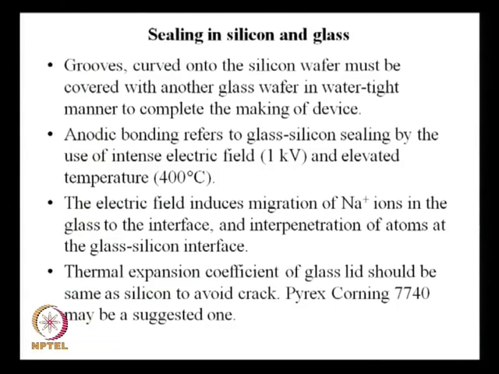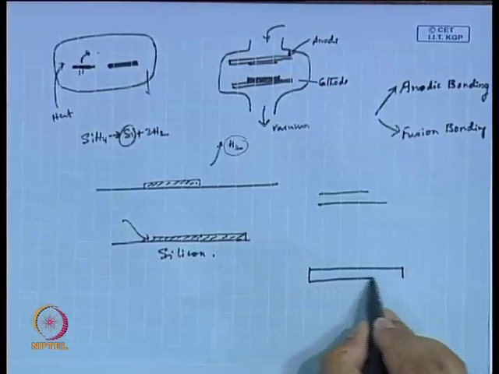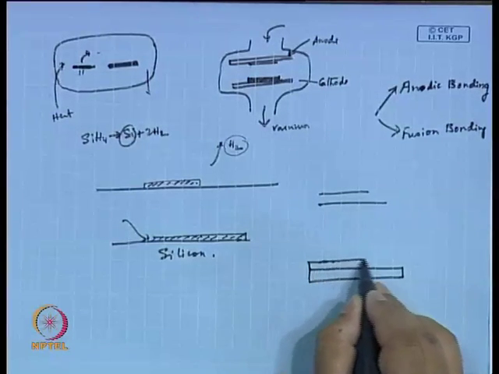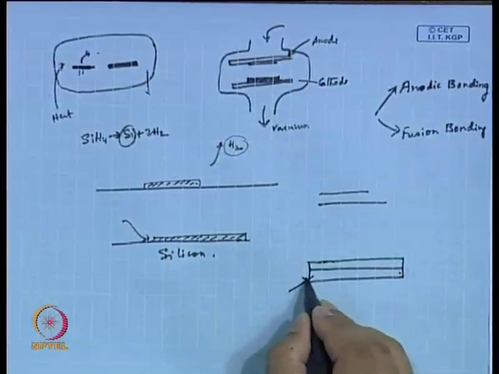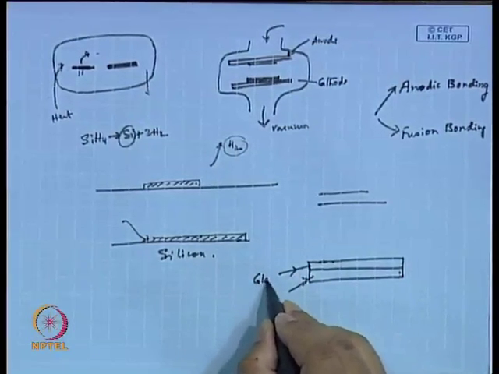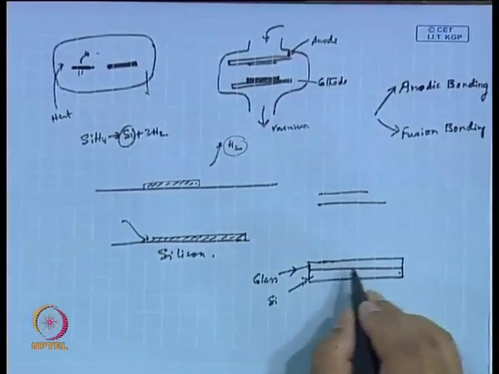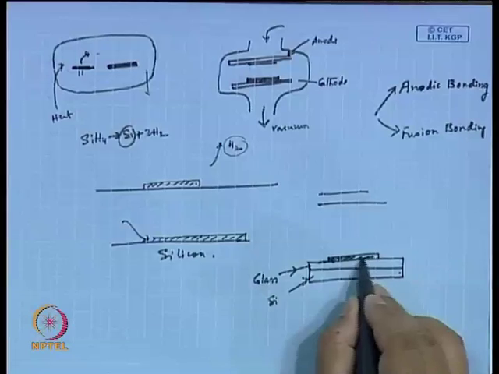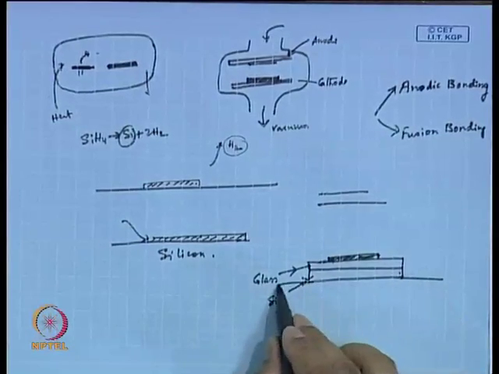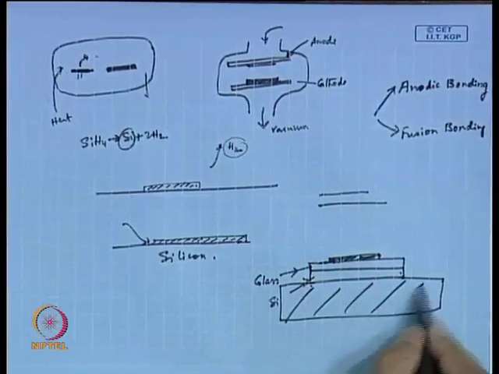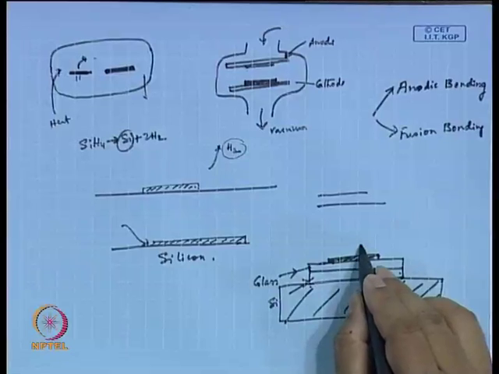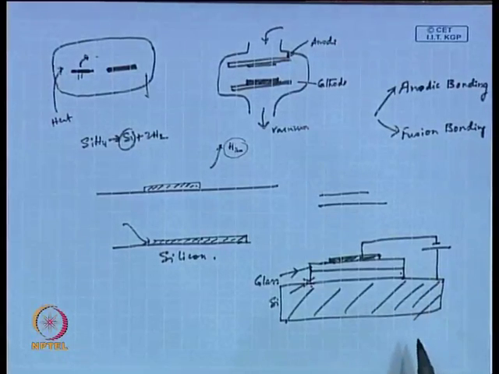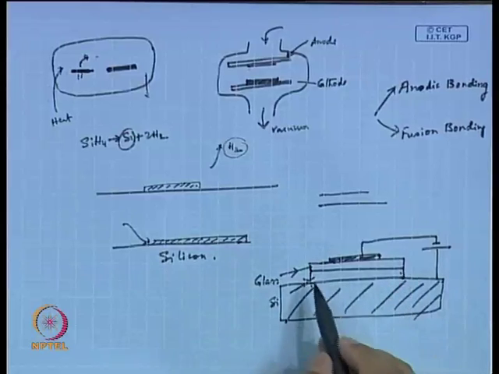The way it works here is that suppose this is the silicon wafer, the silicon substrate on which you are putting another lid. So, this is made of silicon and this is made of glass. You are applying a voltage across this. You apply voltage across these two. So, this one is glass and the other is silicon.